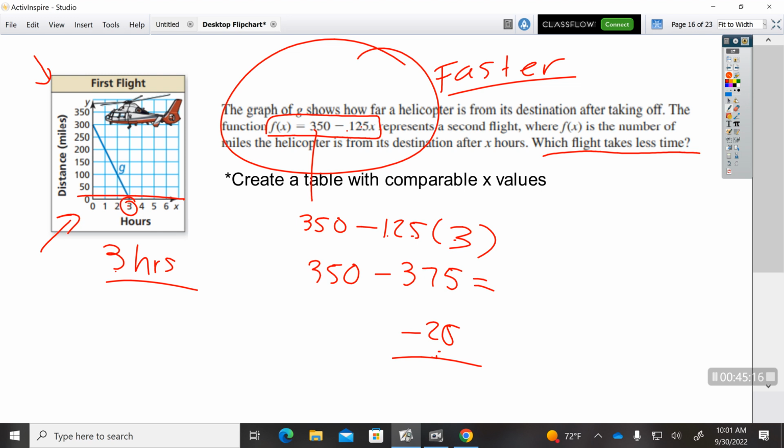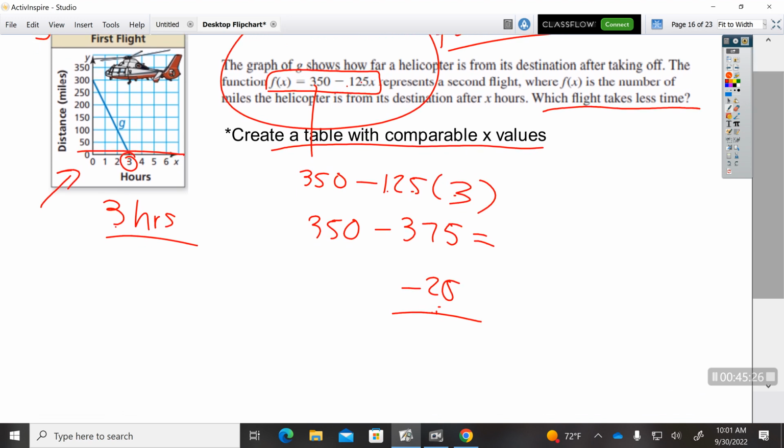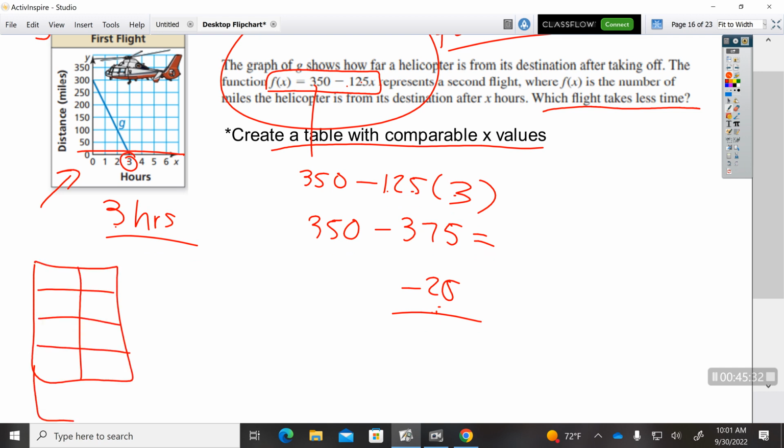Any questions on that? Now, they want us to create a table of comparable values. So let's first create a table for the graph. What's the first x value we got there? What's the first x value we have on this table? 0. And 0 relates to what y value?